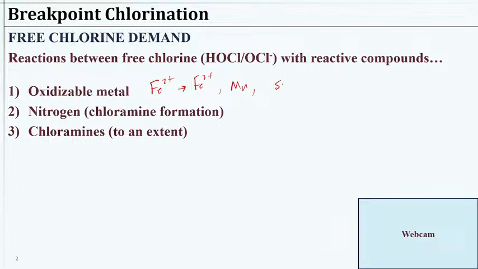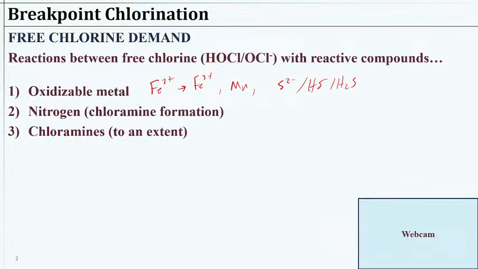Sulfides, so HS- or S2-, so hydrogen sulfide and the different sulfide species there, could all be oxidized towards sulfate. Things like that can certainly demand chlorine in order to perform that oxidation, and it's just simply going to happen, and it's going to happen rather quickly.